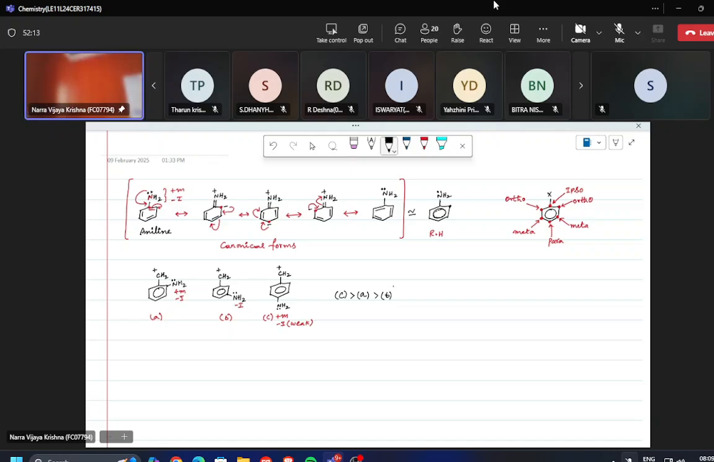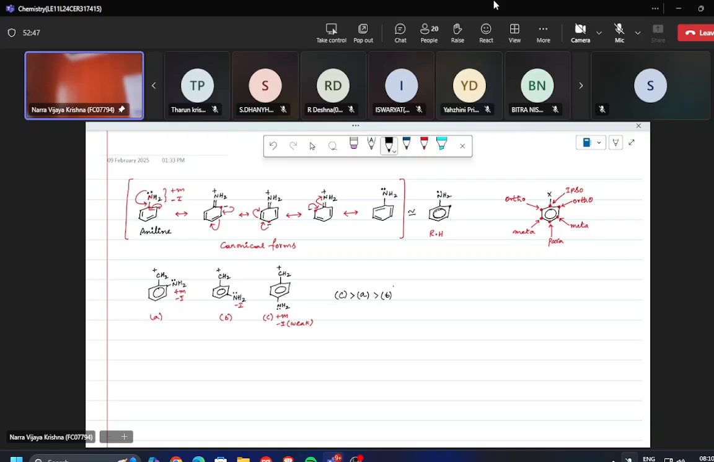In case A and C, in both cases, is plus M operative or not? Is the plus M effect distance dependent or not? So irrespective of distance, the mesomeric effect operates. Correct or not? So plus M is common in A and C. Then which is comparable now? The -I effect. Where is the -I effect more? In A. In C, the -I is weak. Correct or not?